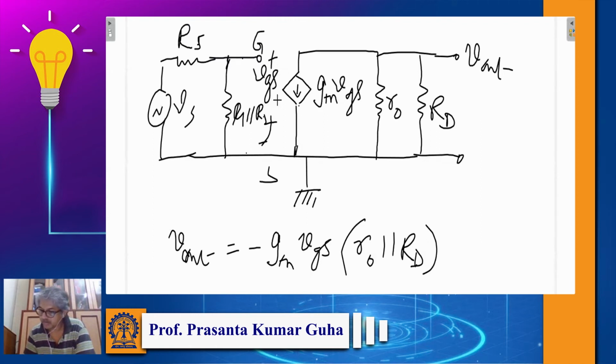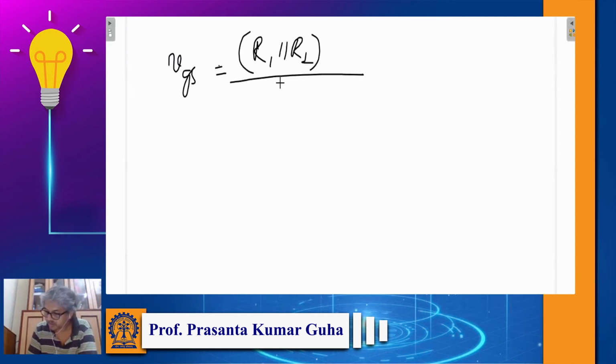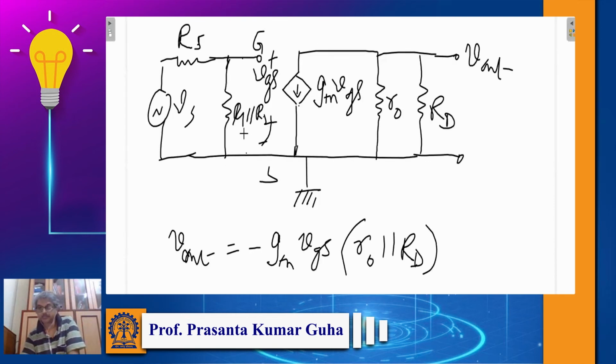So we can write VGS equal to R1 parallel R2 over RS plus R1 parallel R2, multiplied by VS. So that's basically your VGS. This is pretty straightforward, because we need this voltage drop VGS, which is the voltage drop across R1 parallel R2, and that you can get by using this current multiplied by this resistance. That's basically your VGS, right?